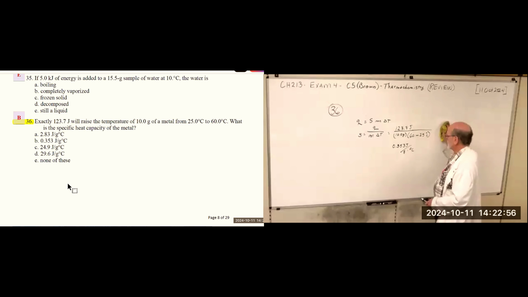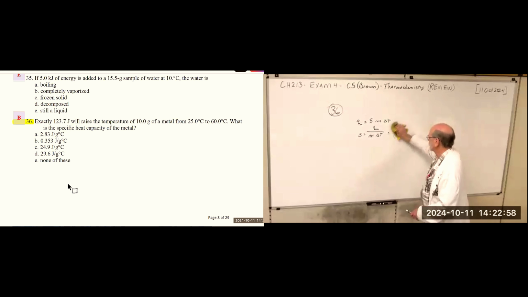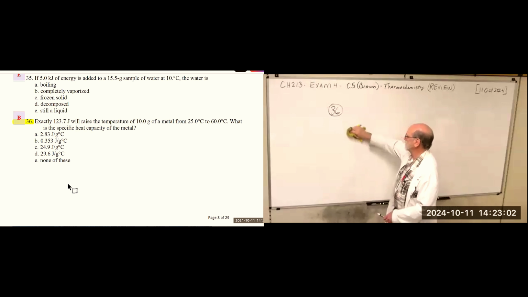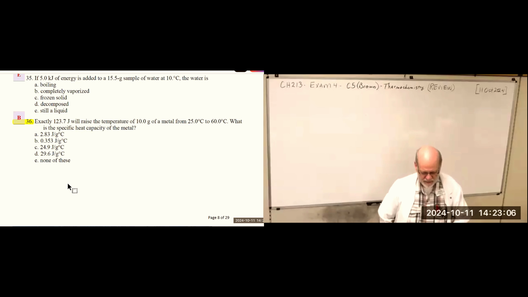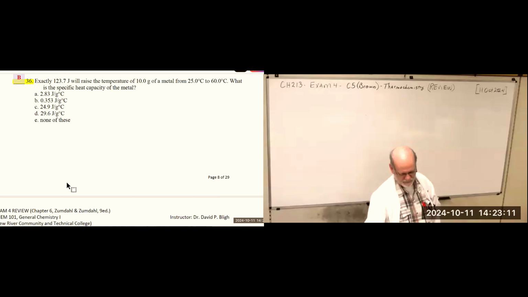And that's true of most metals. Most metals have a heat capacity that's less than water. Water is 4.184. Most metals are less than that.